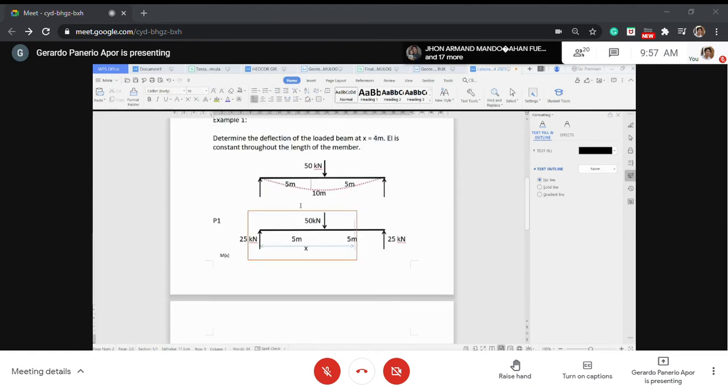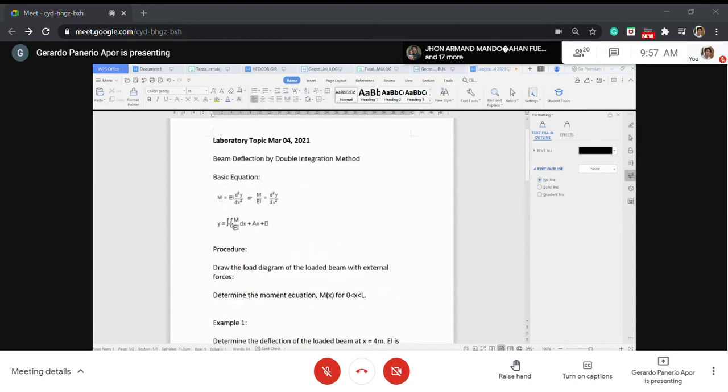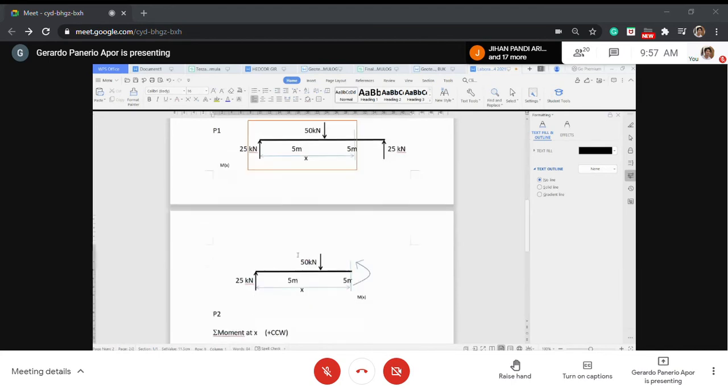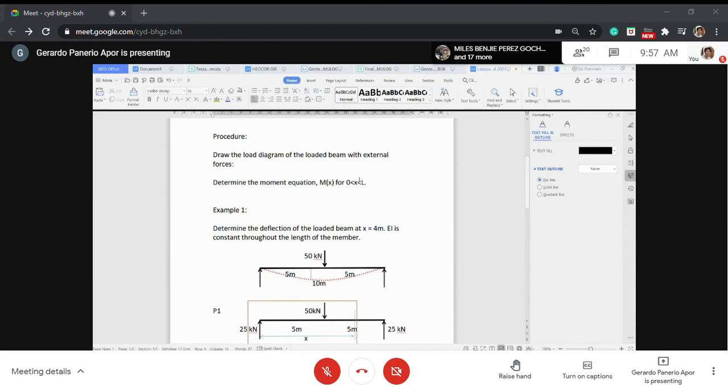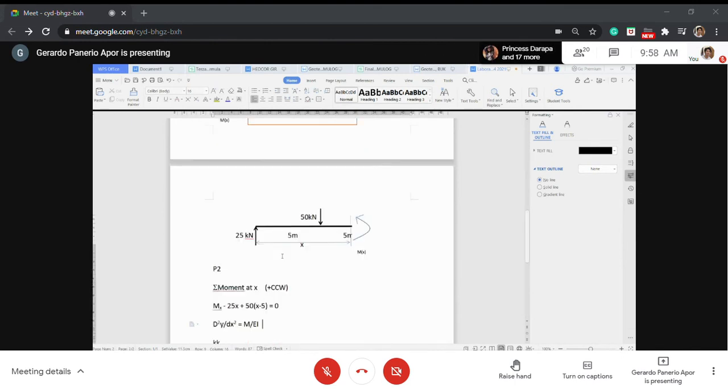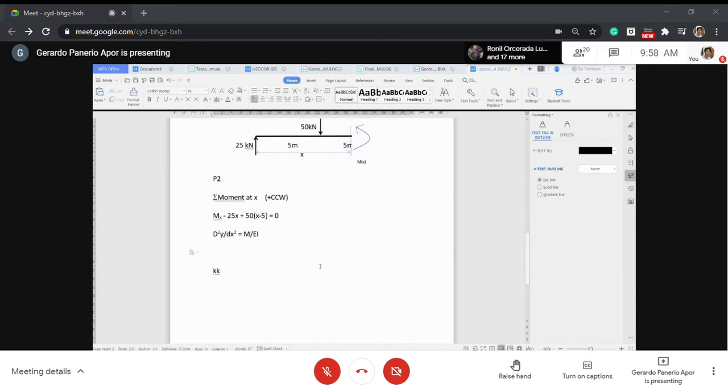Then go back to the equation of this one. So you'll have d squared y over dx squared is equal to M over EI. Okay, that's the equation, taken from this. I just reversed it. So that means that this one is smooth.